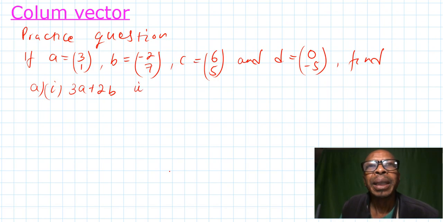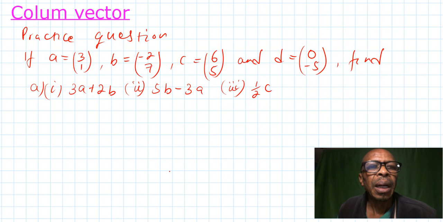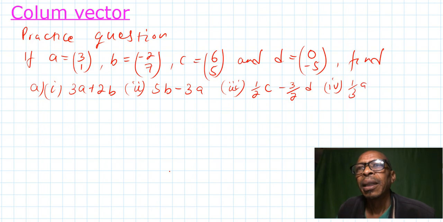Roman number 2, you'll be able to find 5B minus 3A. Then we have Roman number 3, you get a half C minus 3 over 2 D. And we have Roman number 4, you get a third A plus a third B plus a third C.